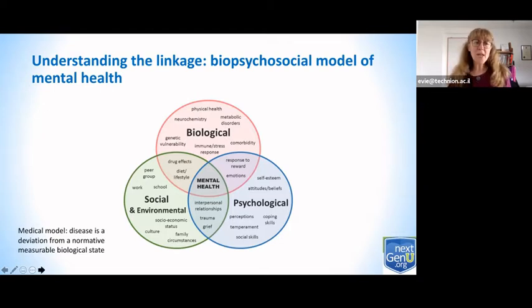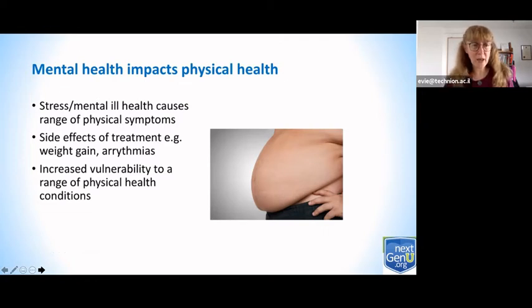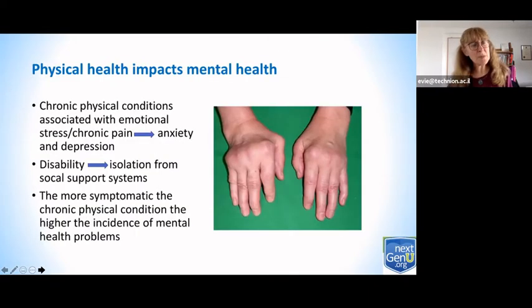So we know mental health impacts physical health. We were talking before about how stress causes a whole range of physical symptoms: the palpitations and the tummy upsets and the sore shoulders and the sore back and increased incidence of coughs and colds and so on. We also know that people with mental health problems often take significant medication that has side effects, and those side effects can include, particularly with the antipsychotics, weight gain. That means that people with mental health problems really do have an increased vulnerability to a range of physical health conditions as well.